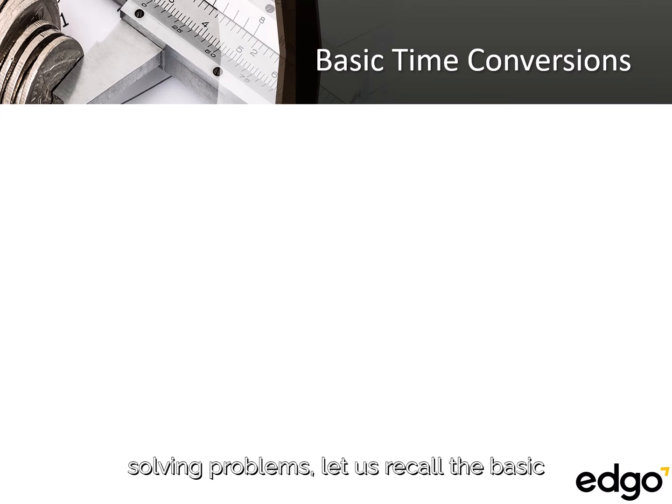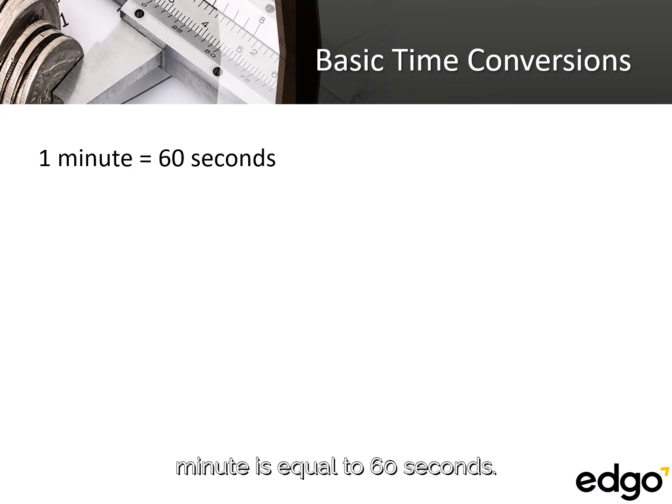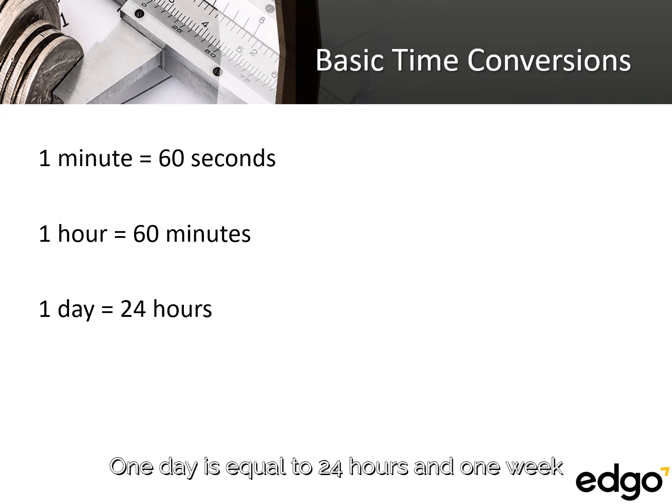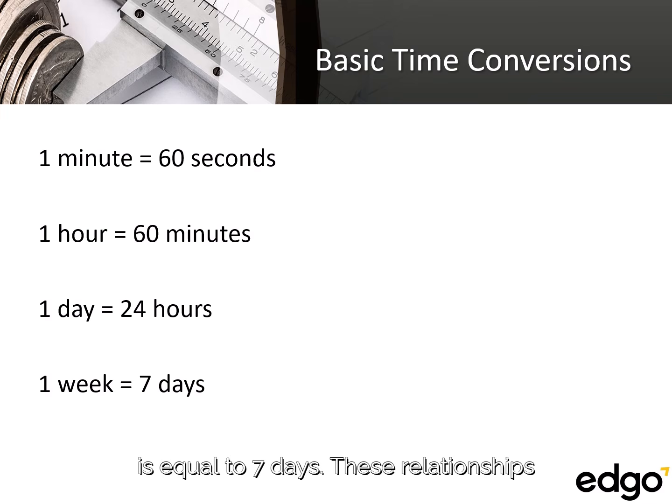Before solving problems, let us recall the basic relationships between time units. 1 minute is equal to 60 seconds. 1 hour is equal to 60 minutes. 1 day is equal to 24 hours, and 1 week is equal to 7 days. These relationships will help us convert from one time unit to another.